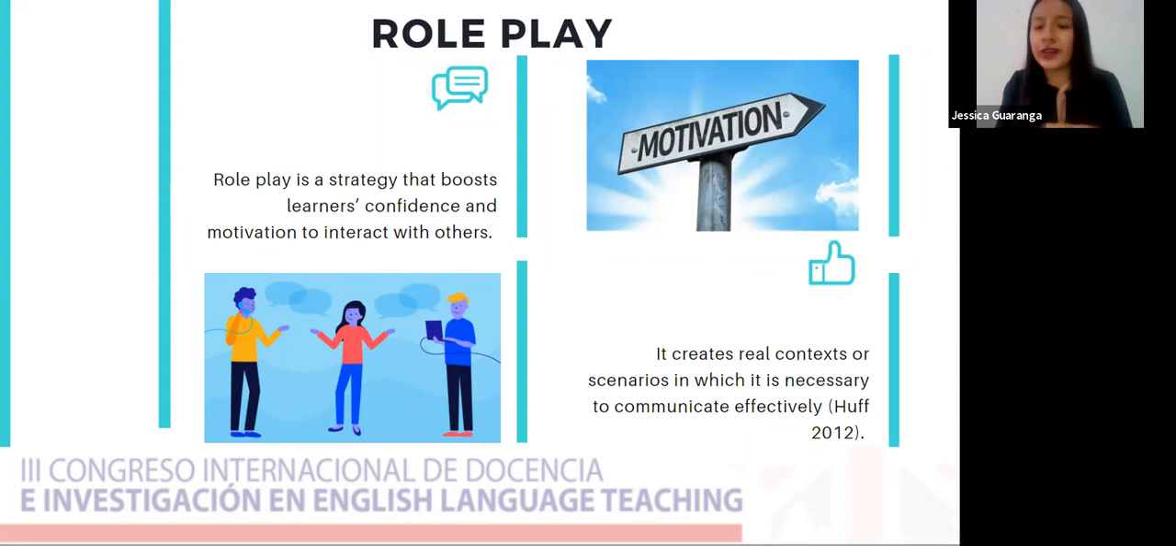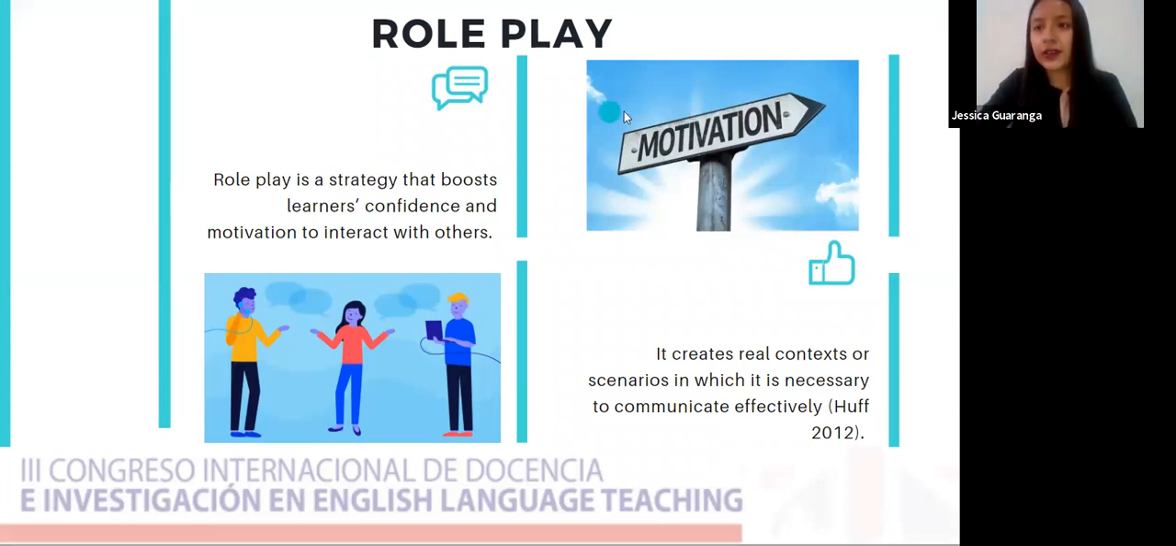From my personal experience, I have noticed that role play motivates a lot of students, because by means of role play, students can interact with their classmates, and they also have the chance to create their context, and maybe use vocabulary or any kind of language that they can use in real situations, okay?